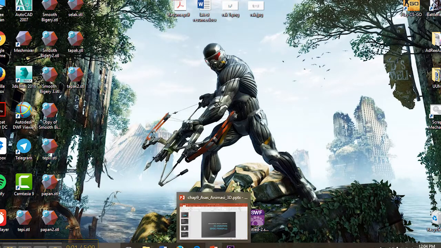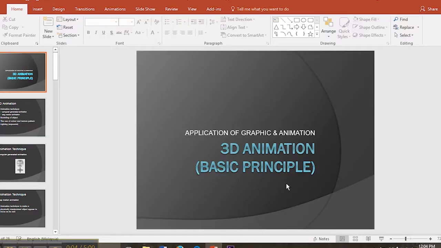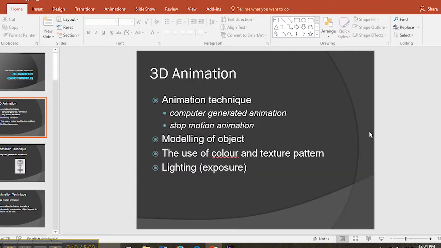Good morning, everyone. So today's chapter is all about the basics of 3D animation. In this chapter, we will cover the subtopic, which is the animation technique. Animation techniques, we have at least five, but in this chapter, we only cover two techniques, which is computer generated animation, and the second one is stop motion animation.